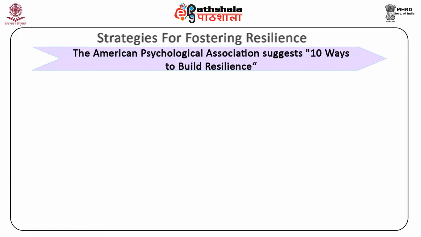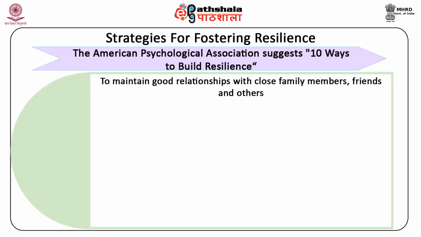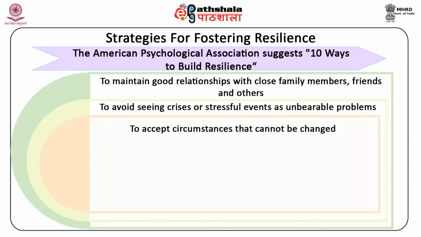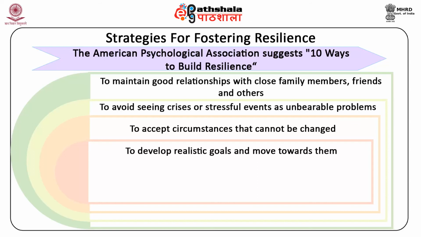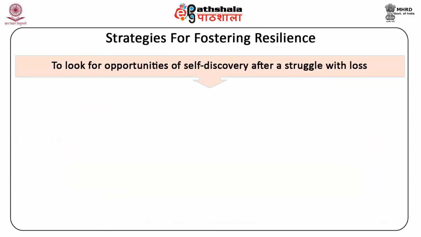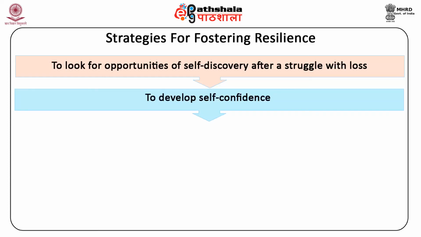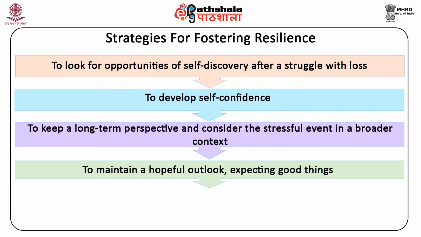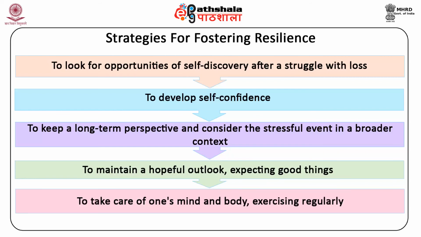The American Psychological Association suggests 10 ways to build resilience, which are to maintain good relationships with close family members, friends, and others, to avoid seeing crisis or stressful events as unbearable problems, to accept circumstances that cannot be changed, to develop realistic goals and move towards them, to take decisive actions in adverse situations, to look for opportunities of self-discovery after a struggle with loss, to develop self-confidence, to keep a long-term perspective and consider the stressful event in a broader context, to maintain a hopeful outlook, expecting good things, to take care of one's mind and body, exercising regularly, paying attention to one's own needs and feelings.